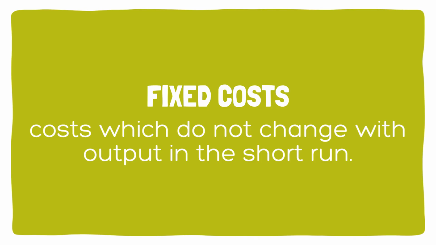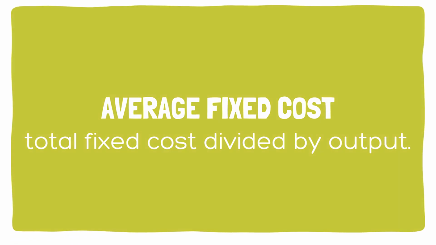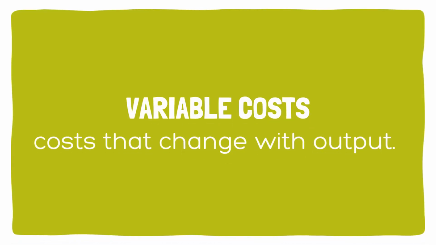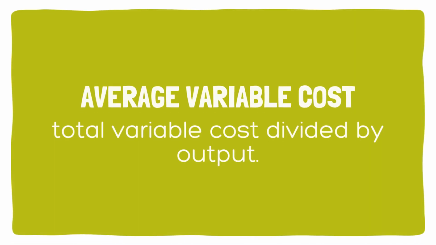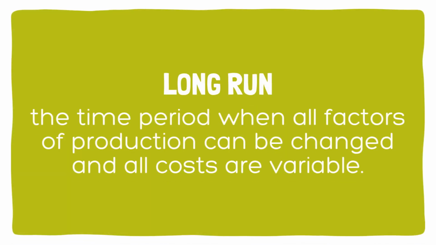Fixed costs are costs that do not change with output in the short run. Average fixed cost is total fixed cost divided by output. Variable costs are costs that change with output. Average variable cost is total variable cost divided by output. Long run is the time period in which all factors of production can be changed and all costs are variable.